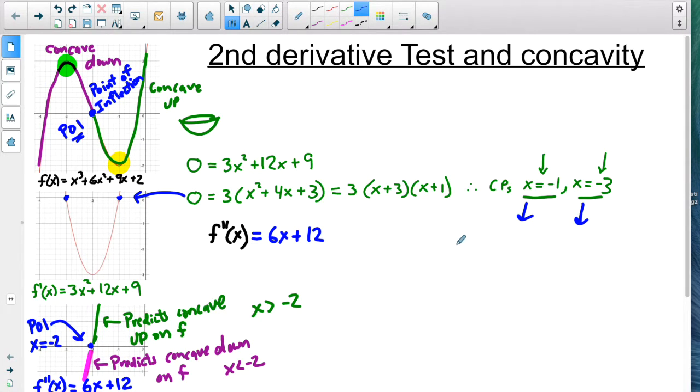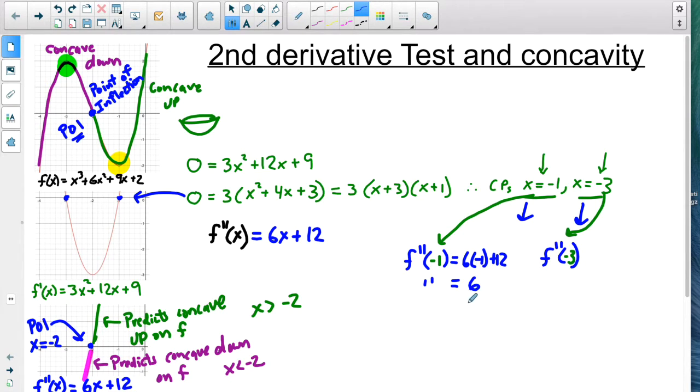So all we have to do is say, well, what happens when x is equal to -1? See, we'll take this value here and plug it in. What happens? And then next we'll do f double prime at -3, our other critical point, see? And that will tell us what's going on. So when we plug -1 into f double prime, right, I get 6 times -1 plus 12, right, equals positive, right? This -6 plus 12 is 6, which is positive, right?